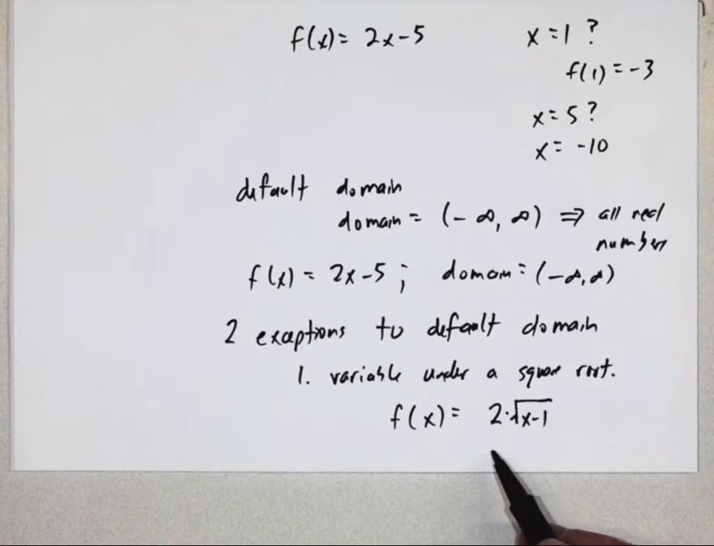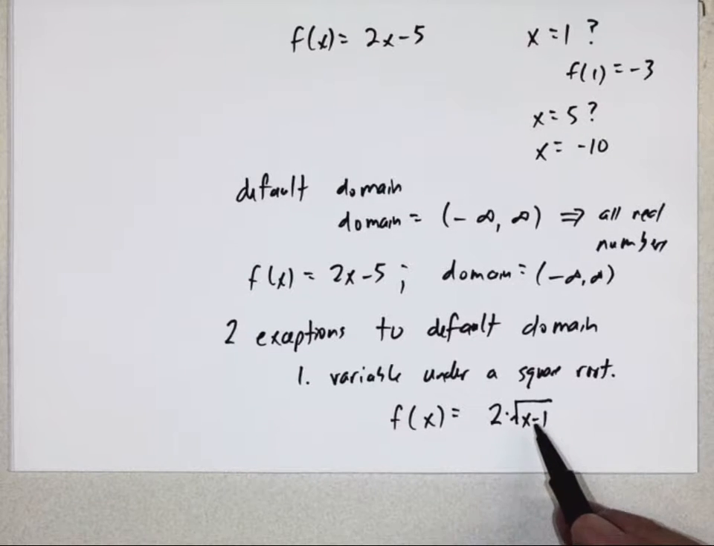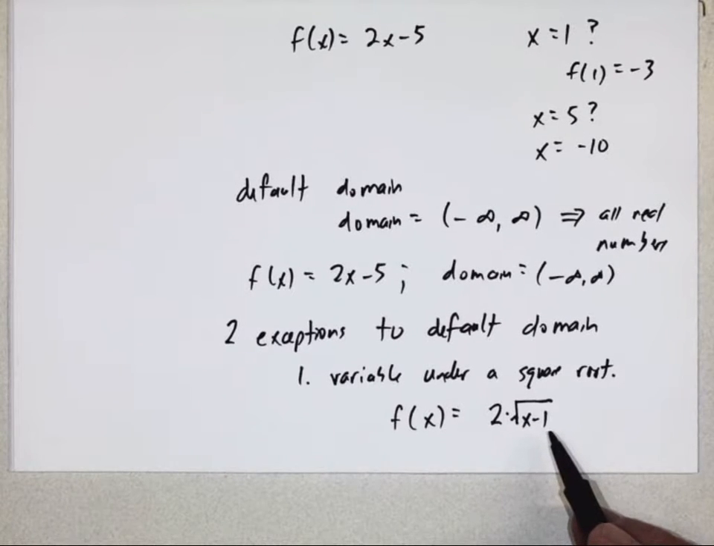My first initial domain, I'm going to assume, is all real numbers. And then I look and I say, but you know what? I actually have a variable under a square root. This is now going to affect my domain. My domain is not going to anymore be all real numbers, but this is going to change the domain. And I will show you in a minute how the domain is changed when you have a variable under the square root.